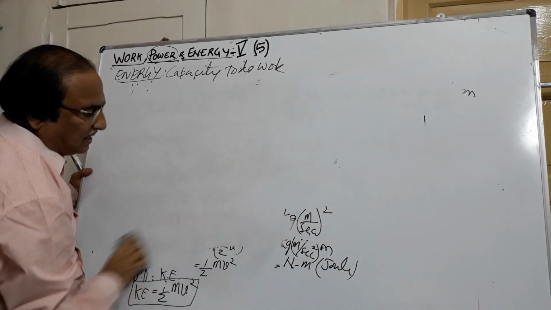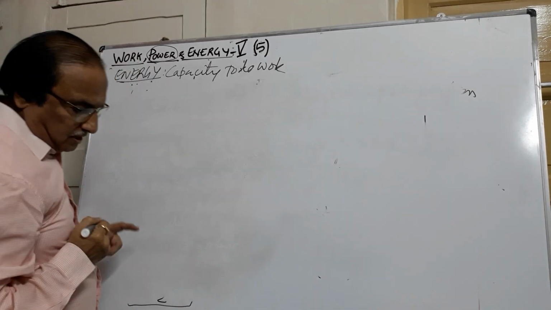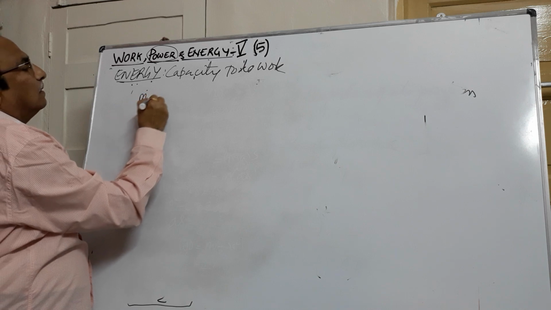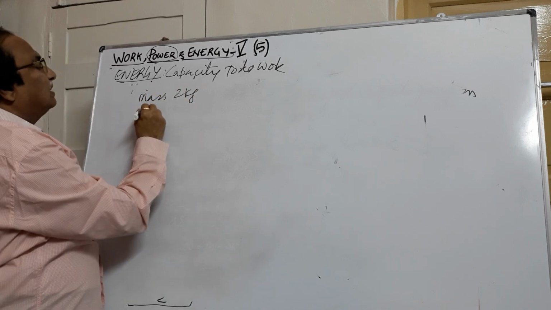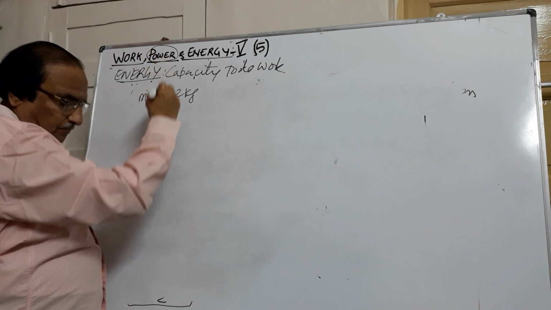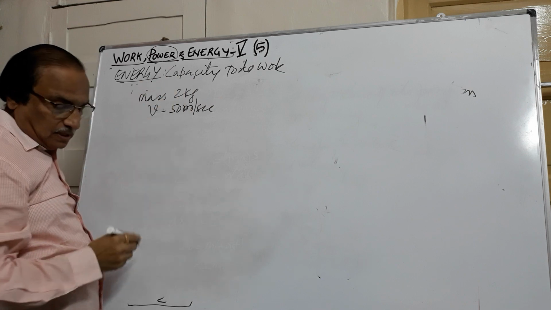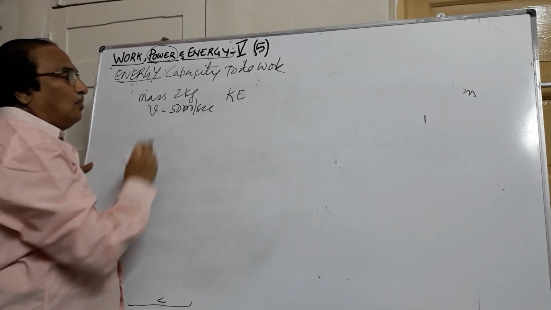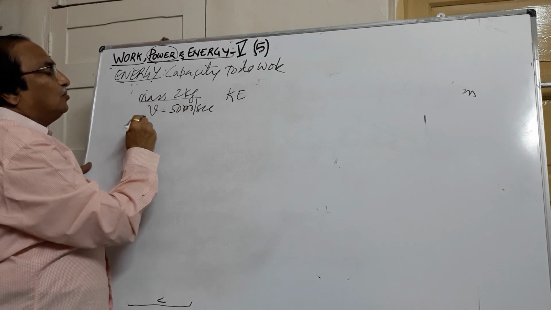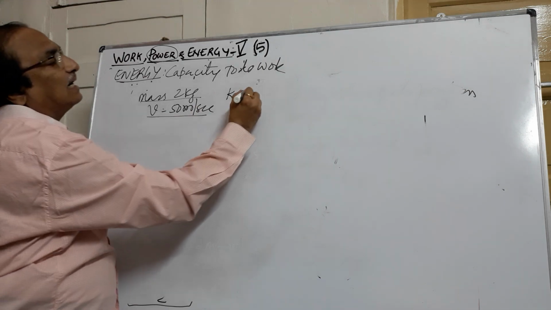Let us see a simple example on kinetic energy. Suppose a body of mass 2 kg is moving with a velocity of 50 meter per second. Then you will have to find out the kinetic energy of the body. So what will be the kinetic energy?